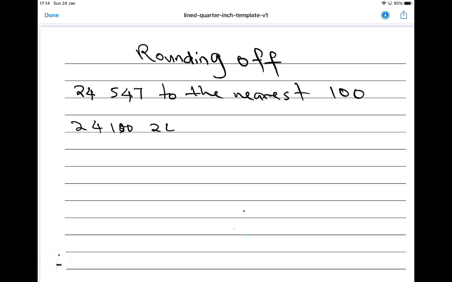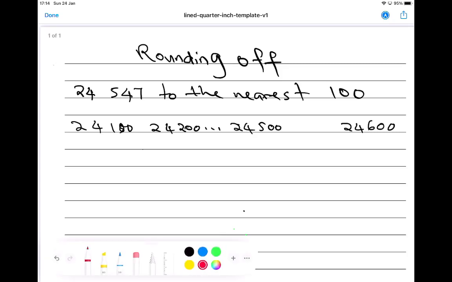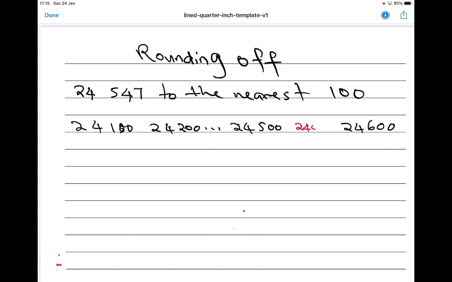Then you move on to 24,200. And so on and so on. You will therefore get to 24,500. And from 24,500, you'll get to 24,600. You are jumping in hundreds. All right. Now, your number, 24,547, will then lie between 24,500 and 24,600.